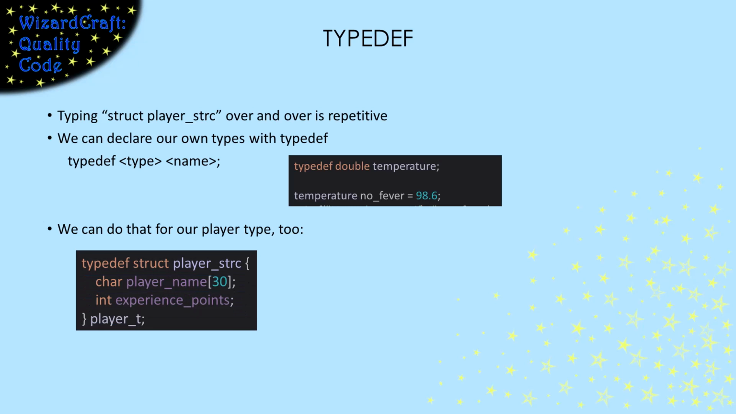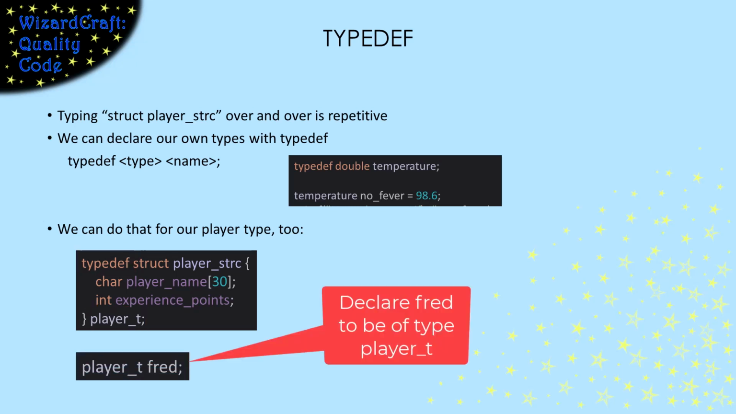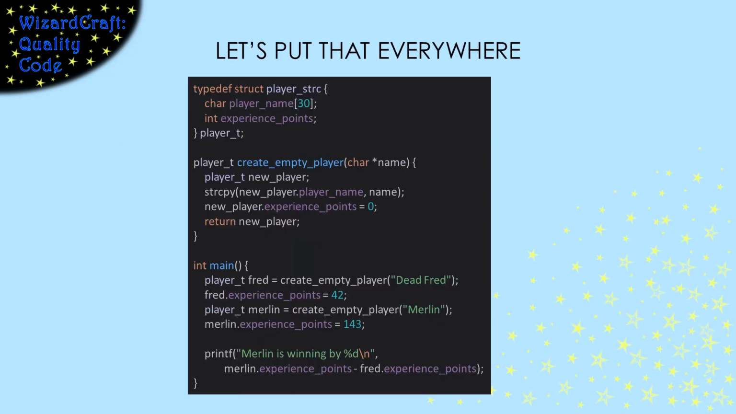We can make a type for our struct, too. Put the word typedef before it, and the name we want to give it after it. Now we can just use player_t instead of struct player struct. Much simpler. Let's clean up by using player_t instead of struct player struct. The code does the same thing, just looks a little simpler.